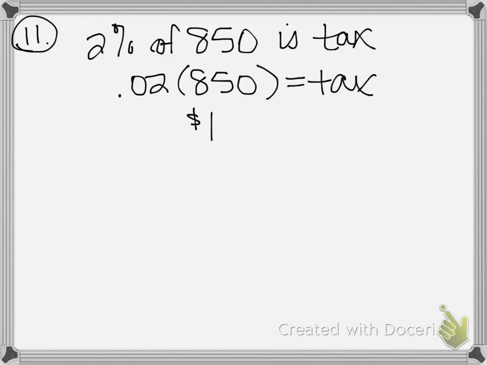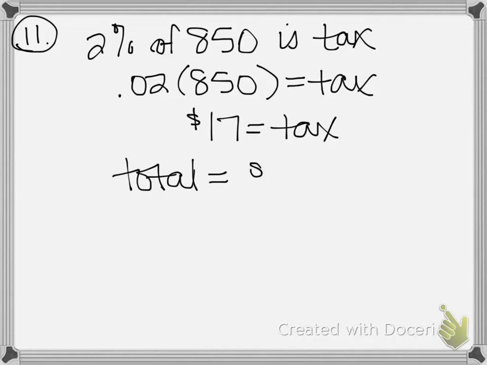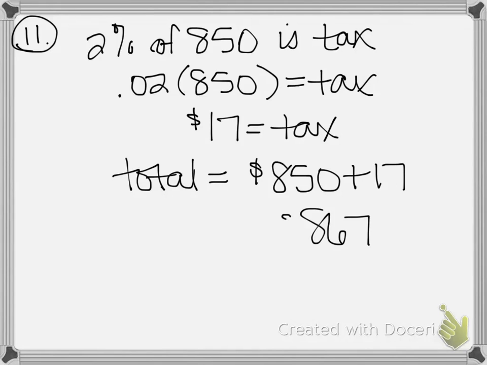So this would be money equals tax. Now is $17 how much you're paying for the camera? No. That's how much tax on top of the price of the camera you are paying. So if they ask you for how much tax, $17 is the amount of tax. If they ask you for the total, then you would have to add the purchase price of the camera plus 17, which would be $867. Now this particular problem is asking us for just the tax.